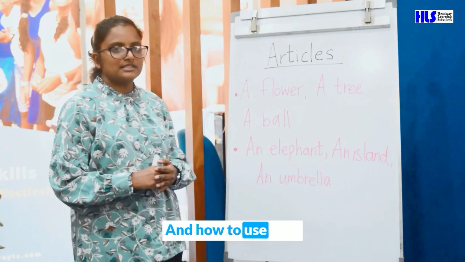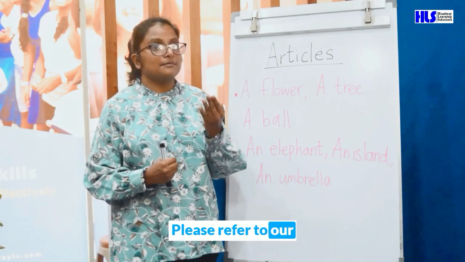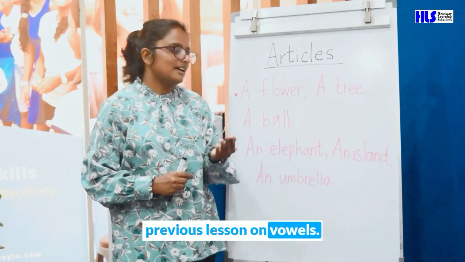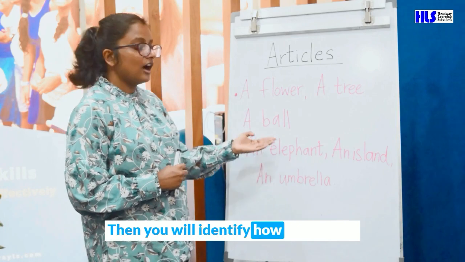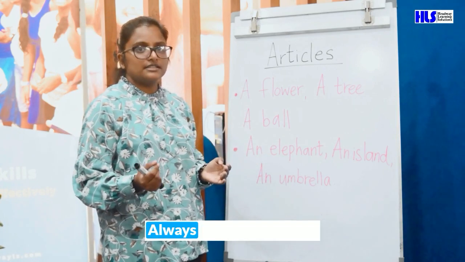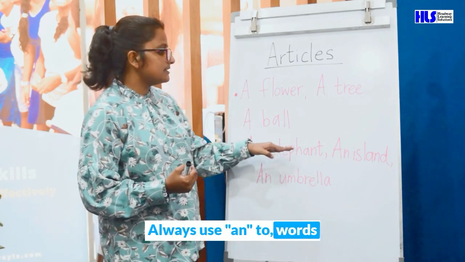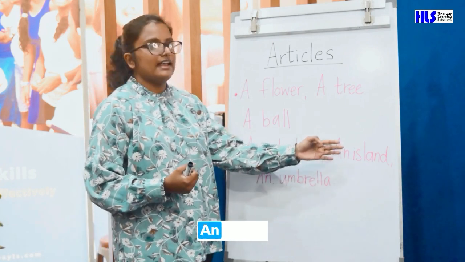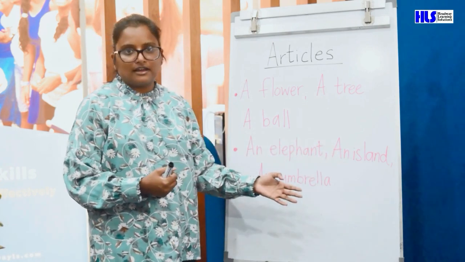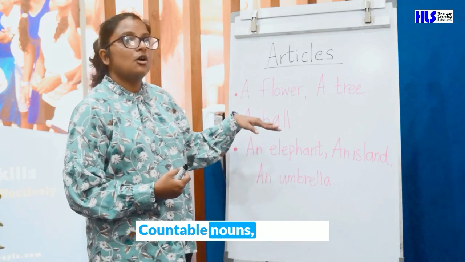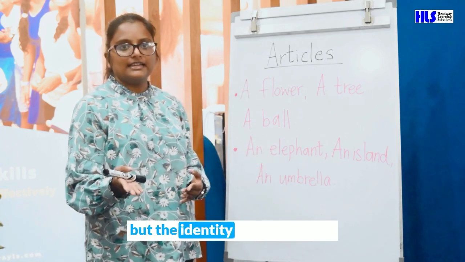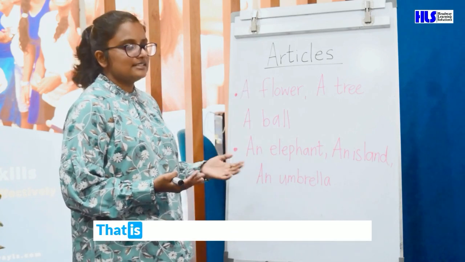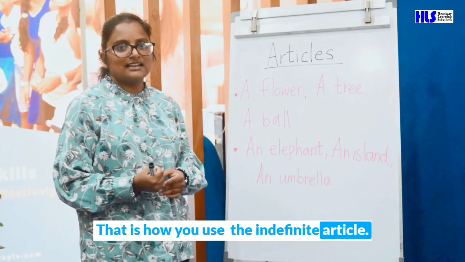And how to use an. Please refer to our previous lesson on vowels. Then you will identify how to use an. Always use an with words starting with a vowel sound. An elephant, an island, an umbrella. Countable nouns, one object, but the identity doesn't matter. That is how you use indefinite articles.